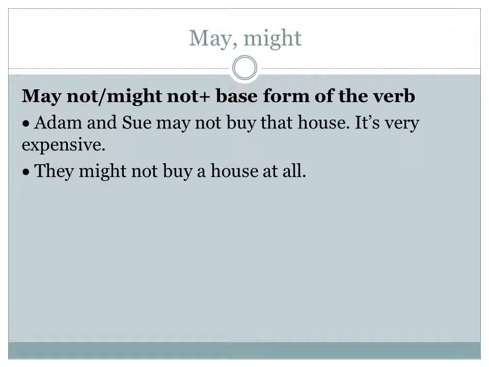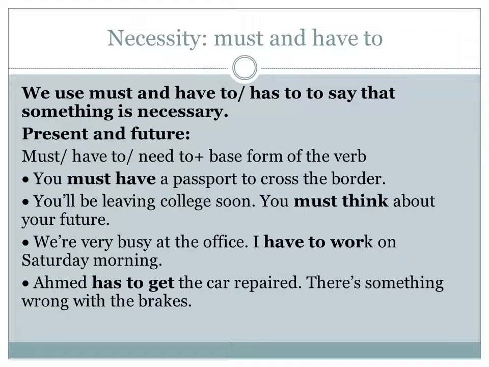may or might, may not or might not, plus the base form of the verb زي آدم and Tom may not buy that house. it's very expensive. ربما يشتروش هذا المنزل إنه هو غالي جدا. they might not buy a house at all. ممكن ما يشتروش البيت خالص.